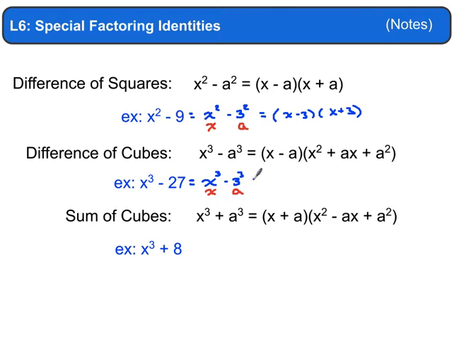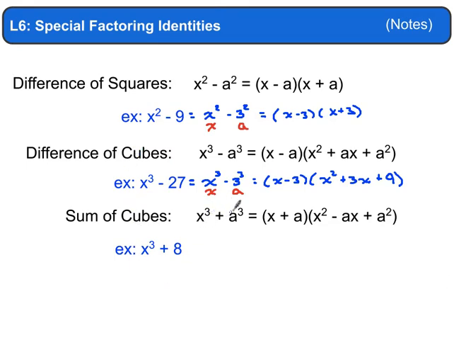So now that means we would write x minus a, which turns out to be x minus 3. And then we would write x squared. We would write plus 3x. And then we would write plus 3 squared, or you could just write 9 in that given case. The last one is the sum of cubes. Same idea. We take a look at it.